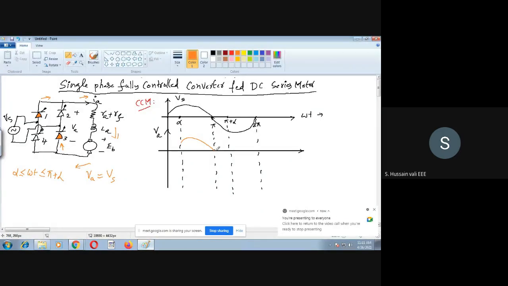So Va is equal to Vs, and this will go further here like this. Then at pi plus alpha, you trigger thyristors 2 and 4. When you trigger thyristors 2 and 4, the direction of the current will be like this. Once again, the same direction they are flowing. In that case, from pi plus alpha less than or equal to omega t less than or equal to 2 pi plus alpha, Va is equal to minus Vs. So you will find that the output voltage will be something like this.